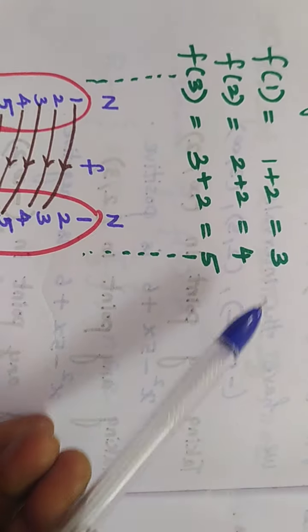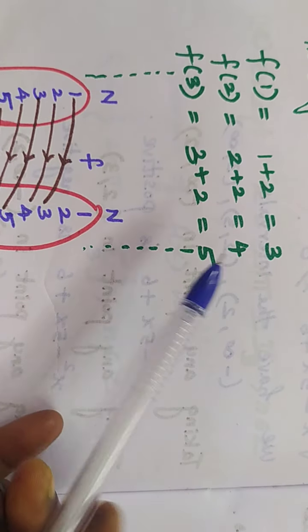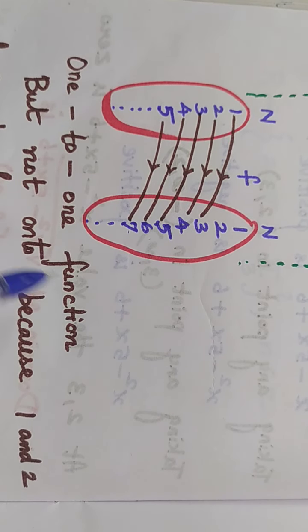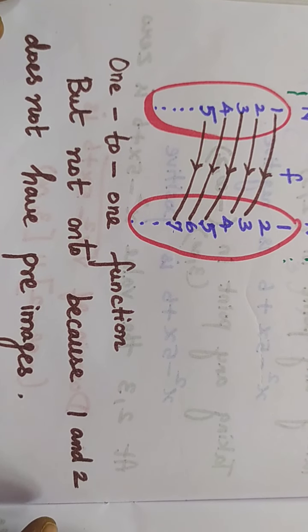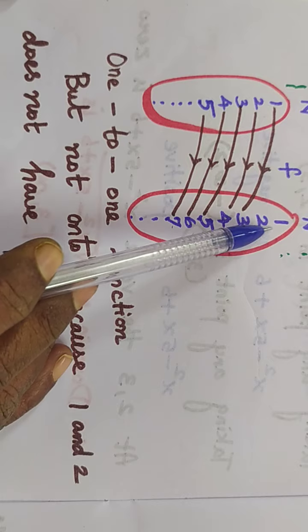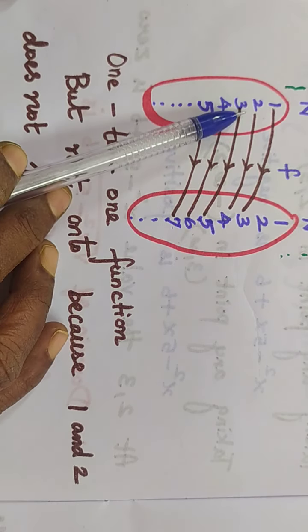Here the range we have obtained, we relate it. So in this it is clear that it is a one-to-one function, but it is not onto. It is not onto. How can we say this? This 1 and 2 do not have pre-images, right?